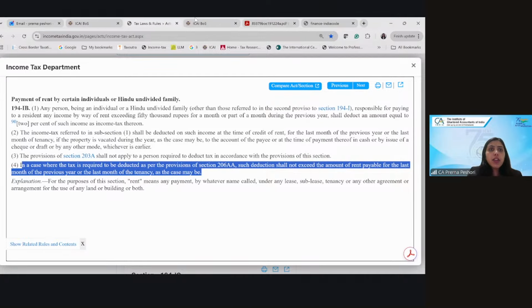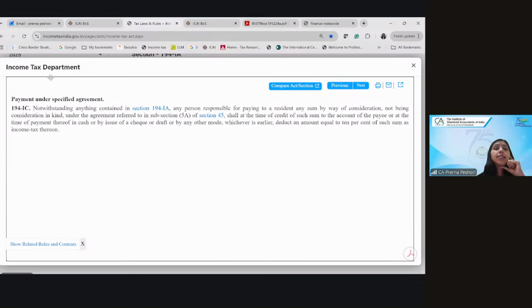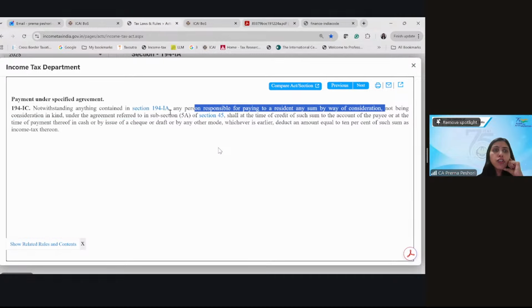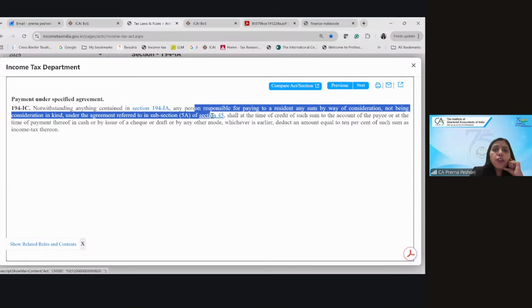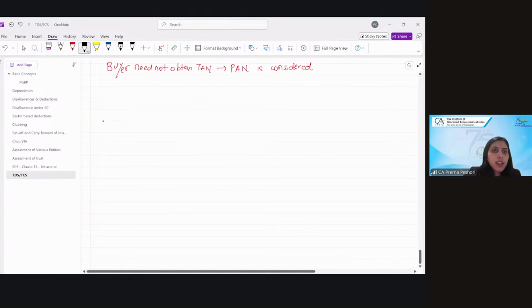Then next is 194IC, payment under specified agreement. It says notwithstanding anything contained in 194IA, which was transfer of immovable property, any person responsible for paying to a resident any sum by way of consideration, not being consideration in kind, which means consideration in cash, under the agreement referred to in 45(5)(a). What is the agreement referred to in 45(5)(a)? Joint development agreement. Correct, joint development agreement.